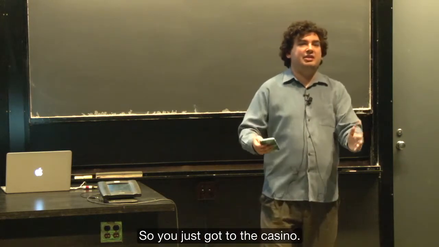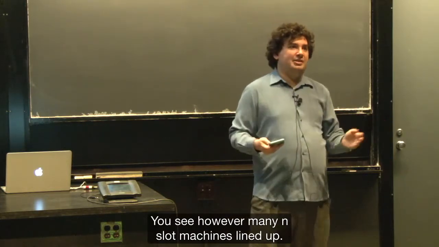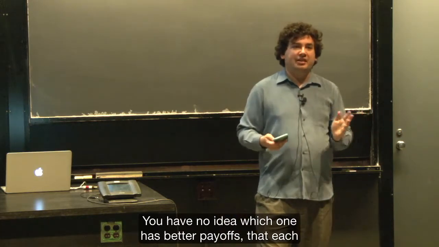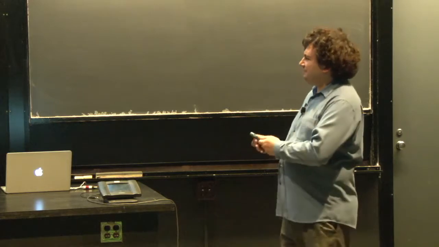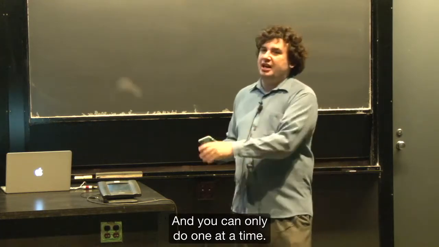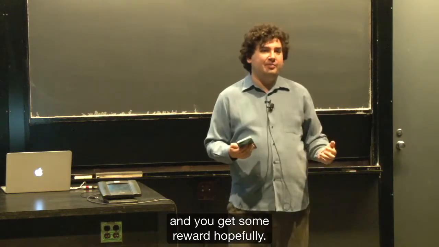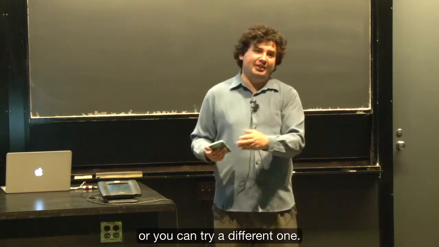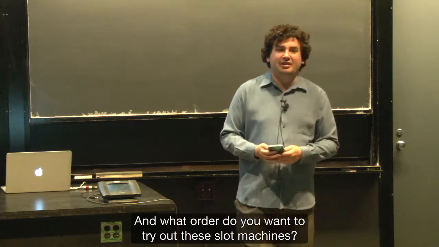So you just got to the casino, you see however many n slot machines lined up, and you have no idea which one has better payoffs. Each has its own properties, and you can only play one at a time. So you pick a slot machine, pull the lever, and you get some reward, hopefully, and then you could either use the same one again, or you could try a different one. How would you even decide in what order you want to try out these slot machines?